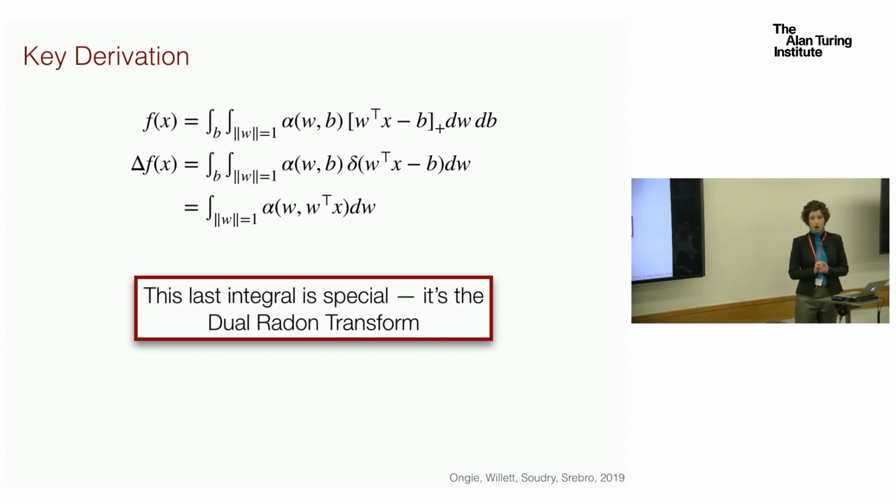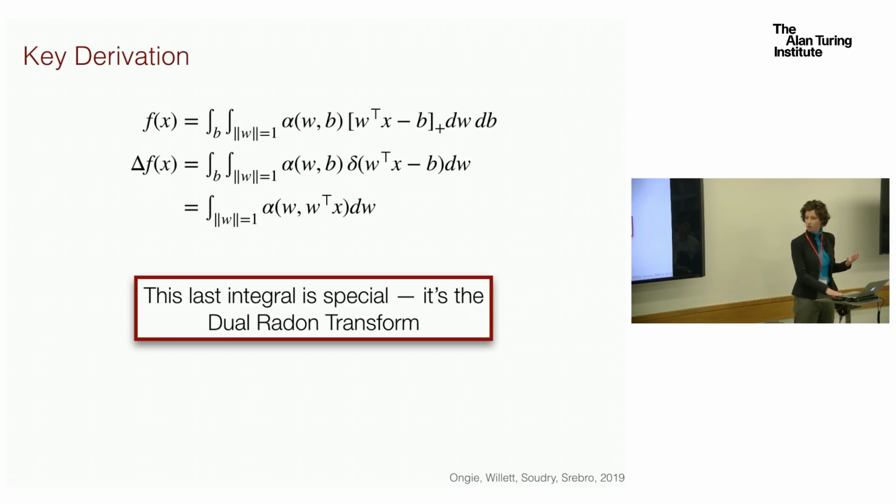The integral over all weights with norm 1 of alpha evaluated at the weight, and the weight inner product with x. And this is a very special integral. This is something called the dual Radon Transform. It's been studied for many, many years, and it's got a lot of beautiful properties that we can now leverage to try to understand what this alpha function is.